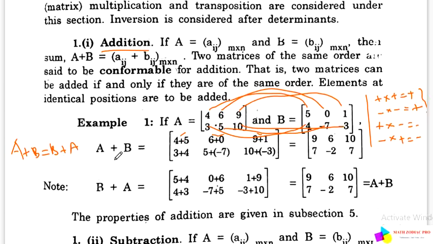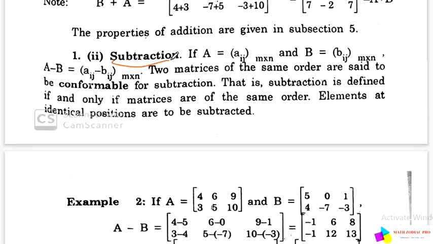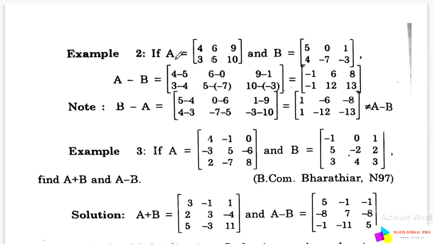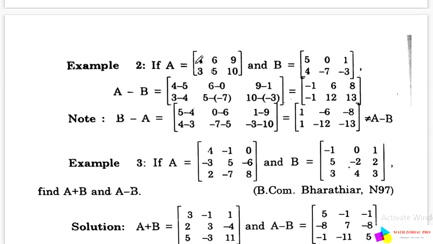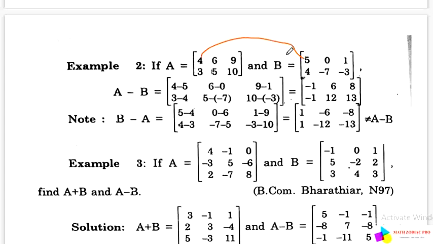Okay, next one is subtraction. Here, given A equal to the matrix 4, 6, 9, 3, 5, 10, and B equal to 5, 0, 1, 4, 7, 3. Using 4 minus 5, next 6 minus 0, and next 9 minus 1. And in this row, 3 minus 4, 5 minus 7, and 10 minus 3.